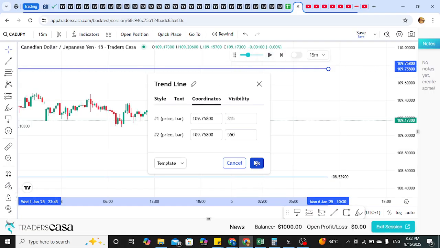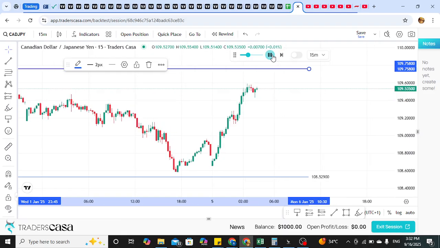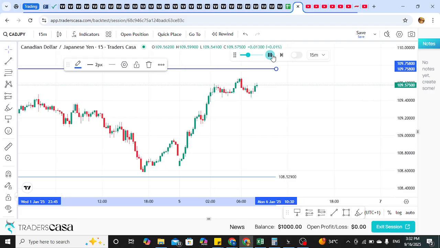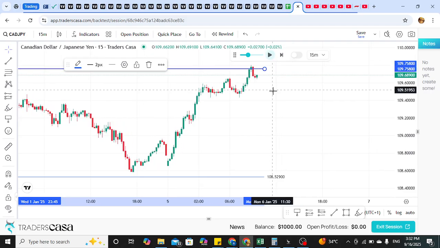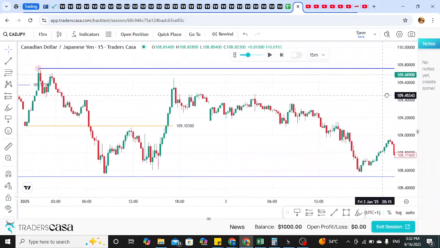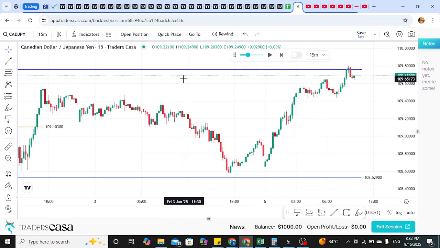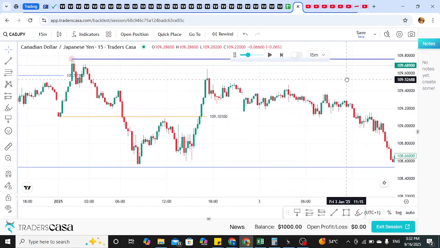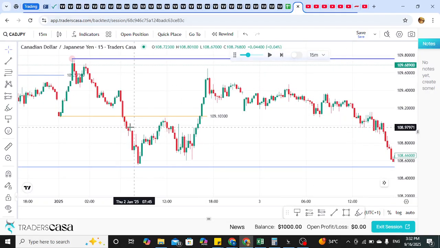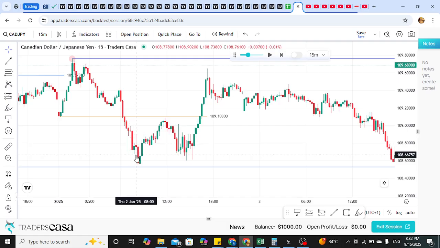So, okay, let's move. Okay, so it has been touched. So now it's a break of structure, not change of character. Since it is a break of structure, we will see the latest retracement. Okay, the latest retracement. So it went up here, it made a sweep.